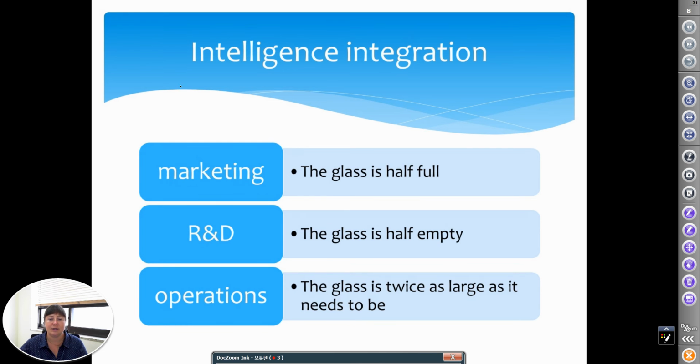And here you can see the three main aspects or fields inside the innovation projects: marketing, research and development, and operations.